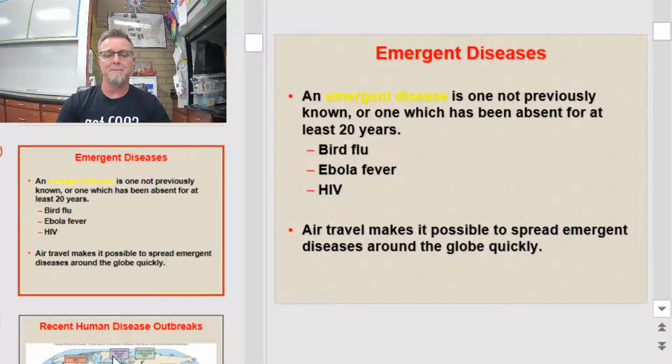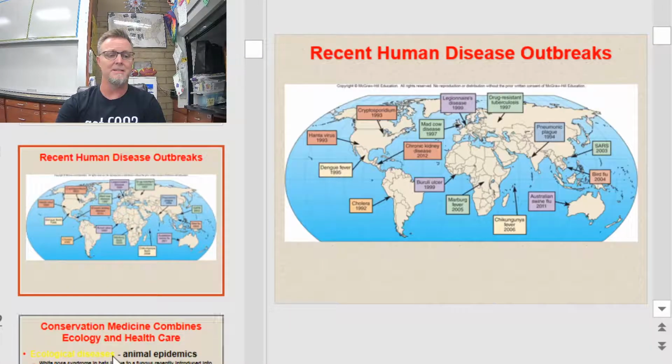Air travel makes it possible to spread emerging diseases around the globe super, super quick. So no matter where a disease starts, it can make it around the globe in as little as 2 weeks, right? That's pretty crazy. When you think about recent human disease outbreaks, there's a whole mess of them here on this map of the world for you to check out. There have been a variety of things that have popped up pretty much everywhere across the globe. No single country is immune to the idea of emerging disease.